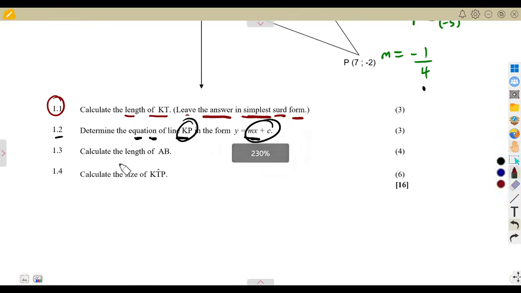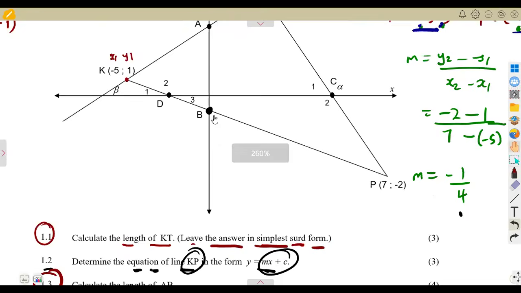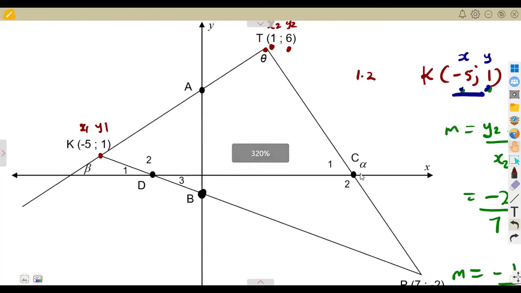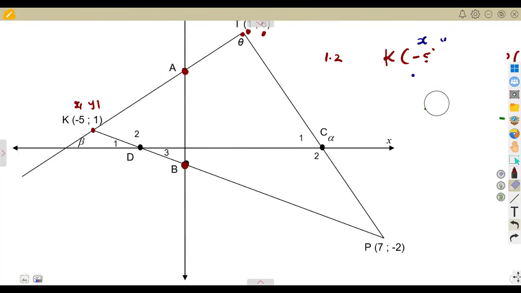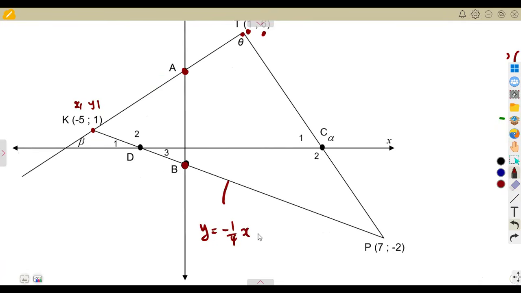All right, with this, we are asked to calculate the length of AB. From A to B, you are going to need the point A and also point B. So what is it that we have? Remember, we calculated the equation of this line KP. What we know about KP is that B lies there. We have got the equation of this line, the one that we just calculated now: y = minus 1 over 4 x minus 1 over 4. That was the equation of the line.